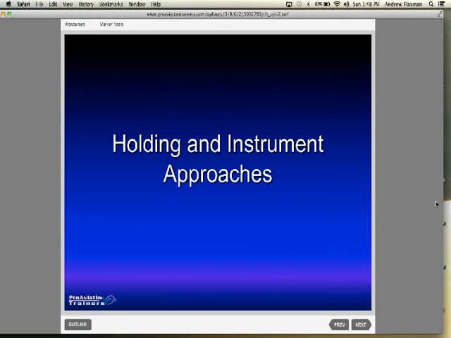Holding and instrument approaches. The good stuff, the fun stuff of instrument flying while we're all here, right? I love it. To me, like what I was talking about before, I think it is just an exhilarating experience to be able to fly a true instrument approach and nail it. All right, let's go through it.